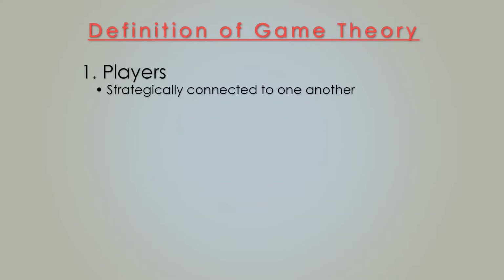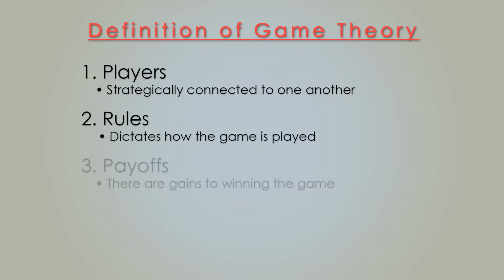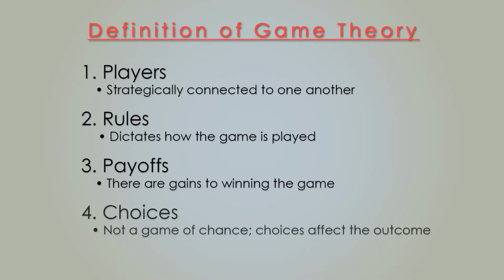Games are defined by their 4 parts. There are players who are strategically connected to one another. And what that means is that the decisions that the players make affect the outcomes for both of them. There are rules by which the game has to be played. In litigation, those rules are largely dictated by law, but in the bargaining process, the lawyers can develop the rules for the game. There are payoffs. There are gains and losses associated with how the game turns out. And there are choices. It is not a game of chance. It's a game of strategy and choices where the choices affect the outcomes.